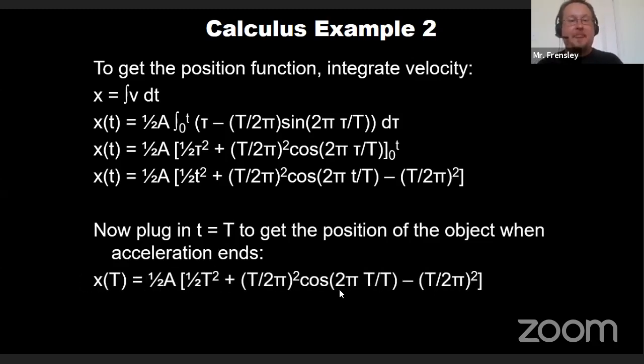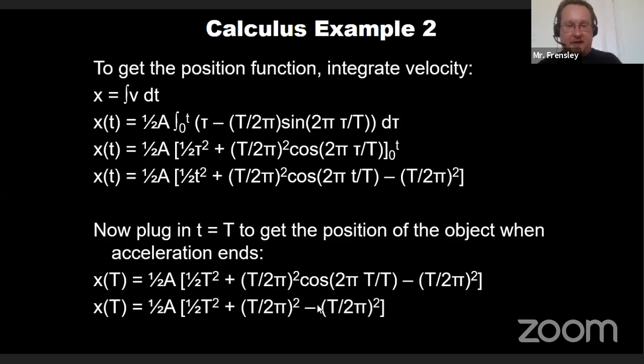And it turns out that everything that I'm underlining right now is going to wind up being 0. The cosine of 2 pi is just 1. So you get T over 2 pi squared minus T over 2 pi squared. That cancels. And only these two things survive. So then you just wind up with these two things canceling and you get 1/4 AT squared.